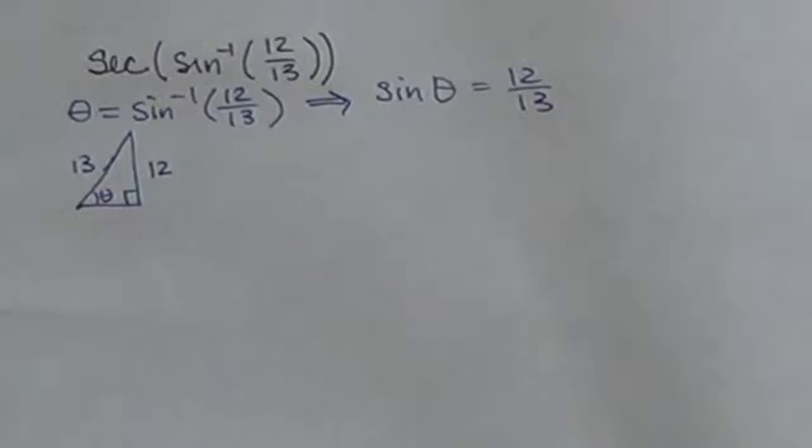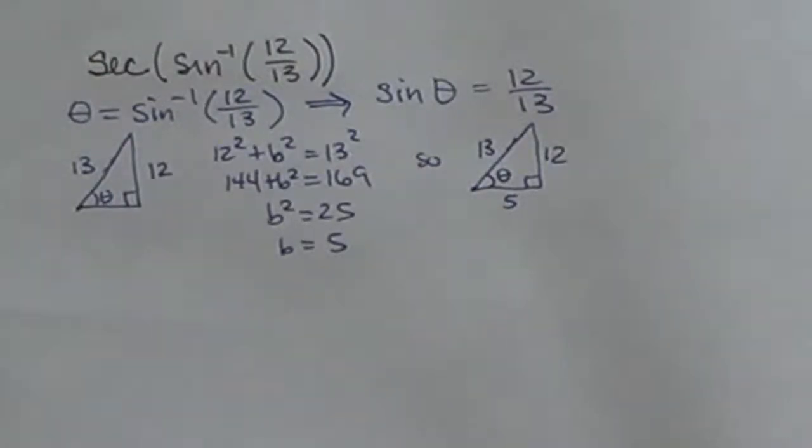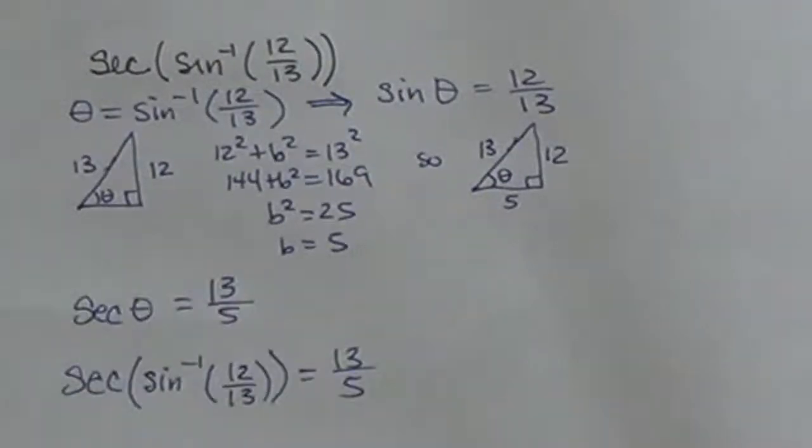So if sine of theta equals 12/13, we can start our triangle this way. Again, using the Pythagorean theorem, we can solve for our other side length. So our triangle becomes a 5, 12, 13 triangle, and now we can find the secant of theta. So our secant of the inverse sine of 12/13 is going to be 13/5.